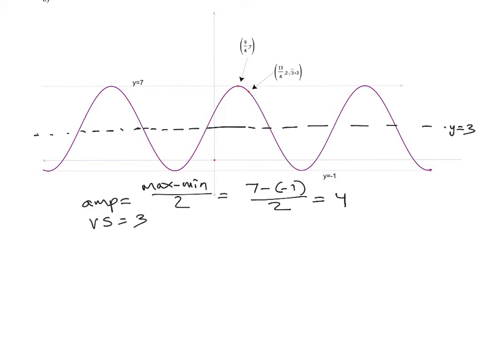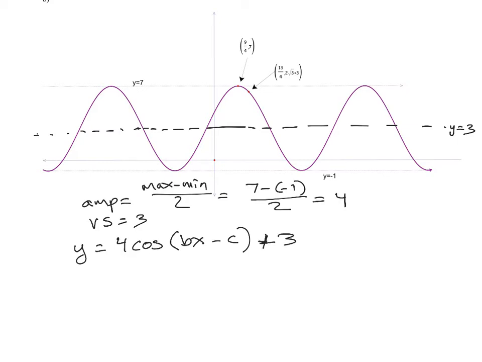So it doesn't matter which graph you start with. I'm going to start with cosine here. So I've got y equals 4 cosine, and I'm trying to find that b value and the c, my horizontal shift, and then the vertical shift is +3.